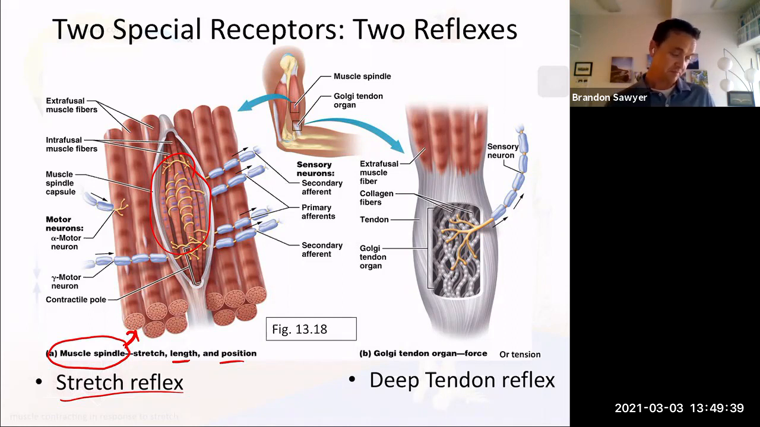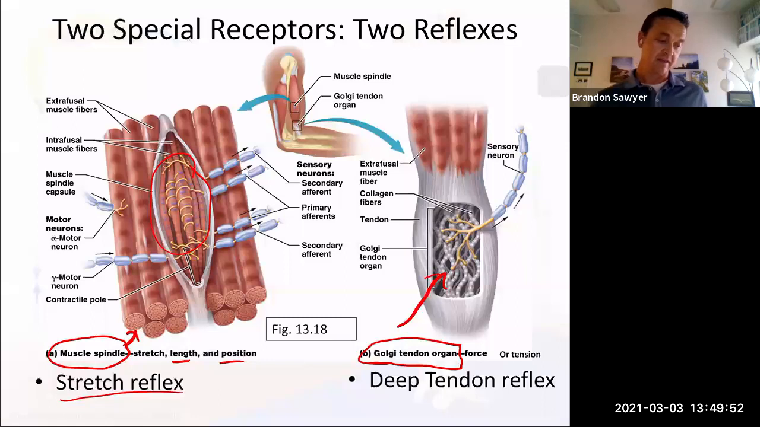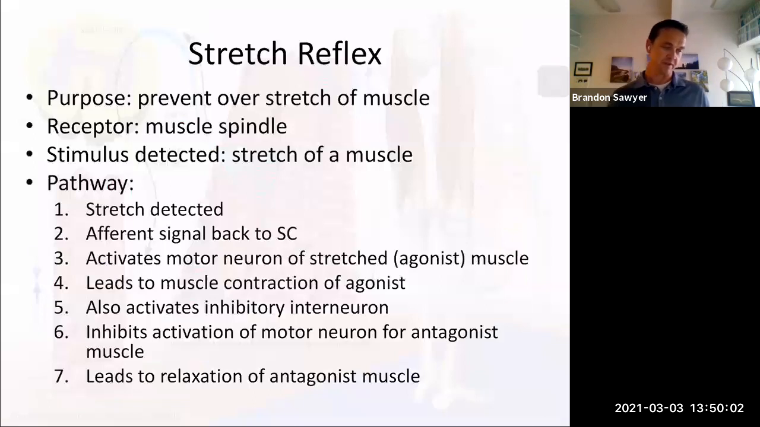So that's the muscle spindle, and they're involved in the stretch reflex, which we'll go through in 1 second. And then secondly, there's another one called the Golgi tendon organ, also known as the GTO. And these are embedded in all of our tendons, okay? And these ones are very important for what's called the deep tendon reflex. And we'll talk about that one here in 1 sec as well. Okay, so let's walk through the first one, the stretch reflex.